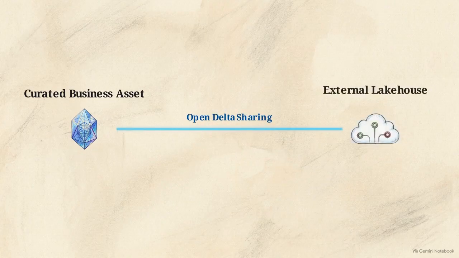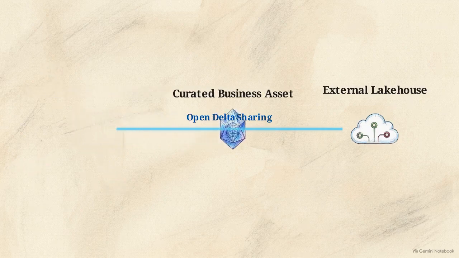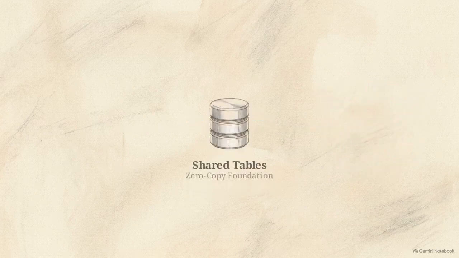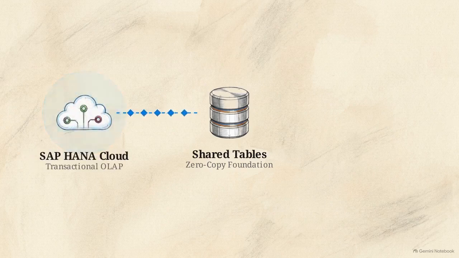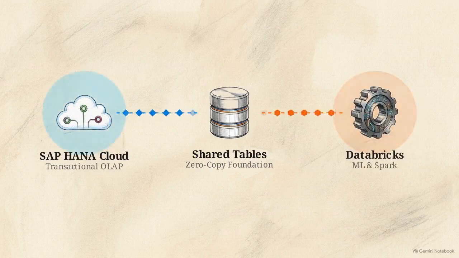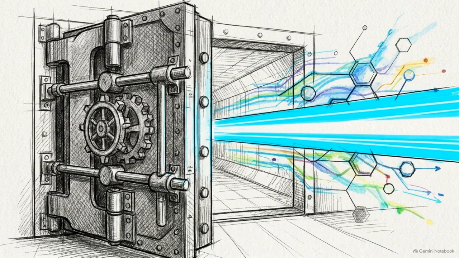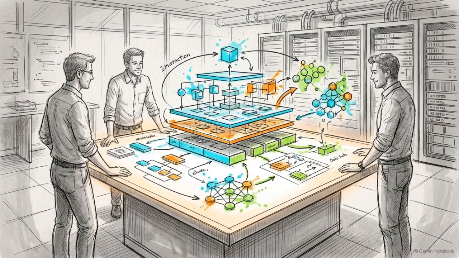These curated business assets utilize open Delta sharing protocols to automatically ingest custom operational fields and share them directly with external lakehouses. This enables a dual compute architecture. Transactional OLAP workloads execute on SAP HANA Cloud, while advanced machine learning and Spark workloads execute simultaneously on platforms like Databricks, querying the same shared tables. By providing turnkey data assets, the Business Data Cloud solves the primary integration bottleneck. Data engineering teams no longer have to manually rebuild complex ERP business logic from scratch inside third-party platforms.